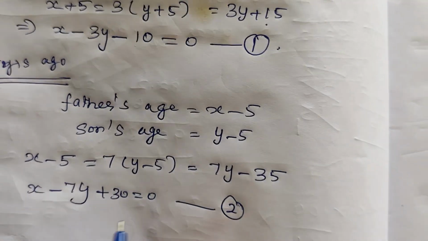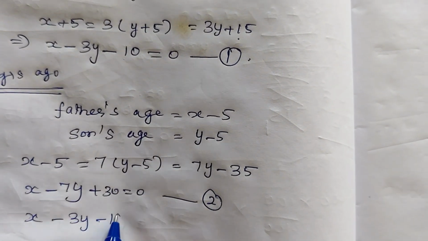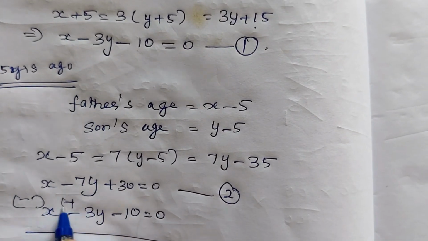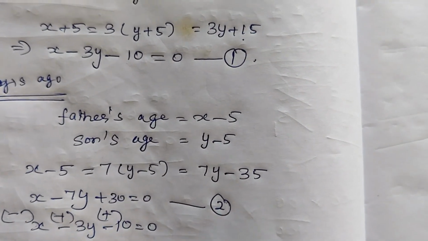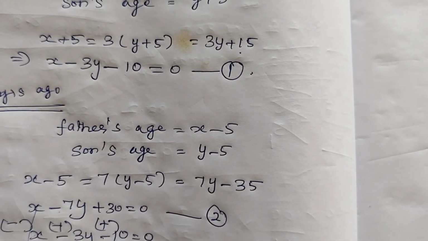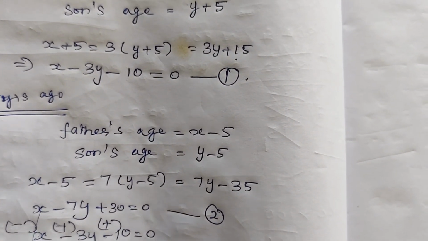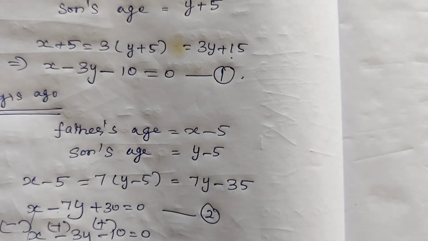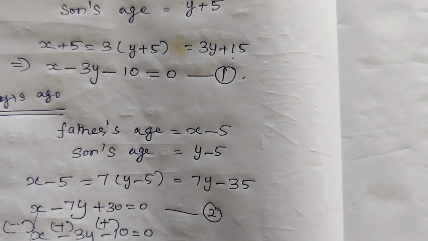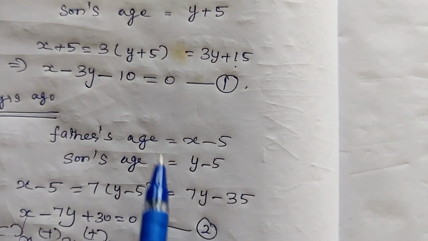So the first condition is x minus 3y minus 10 equal to 0. Subtracting, what do you get? This x gets cancelled. So minus 7y plus 3y is minus 4y, and minus 4y equal to minus 40. So y equal to 40 by 4, that is equal to 10. y equal to 10. Now substitute y in any equation.